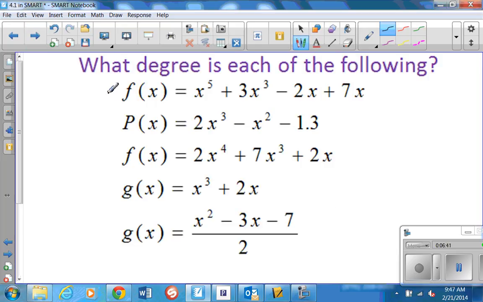So the degree of f of x, good. P, f, g, 2g, 2. All right, easy enough.